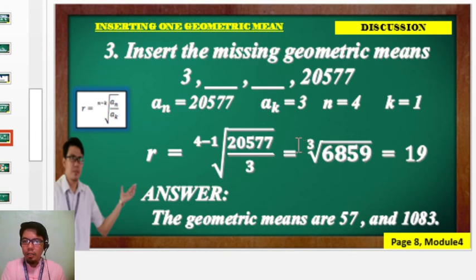And therefore, the cube root, so where do we get that cube root? That is 4 minus 1 is equal to 3. That's why it's the cube root of 6,859, which is 19. So therefore, the geometric means are, so multiply 3 times 19, which is 57, and then multiply 57 times 19, which is 1,083. So you already have the geometric means, which are 57 and 1,083.